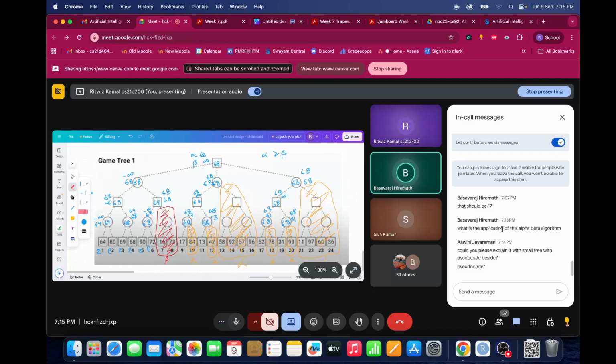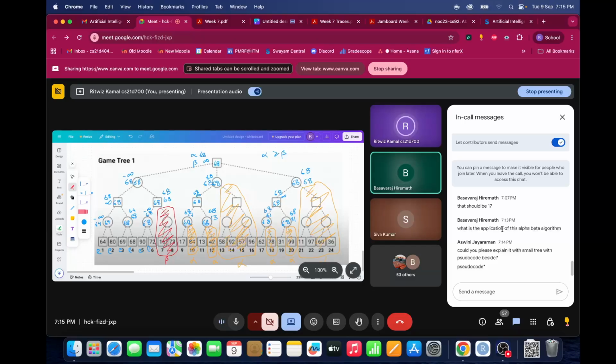What is the application of this alpha beta algorithm, sir? So this is used for game playing strategy, coming up with a game playing strategy, right? For example, min max was one strategy we used to come up with the final outcome for a particular game given a game tree. Correct, in the previous question. Do you remember that?